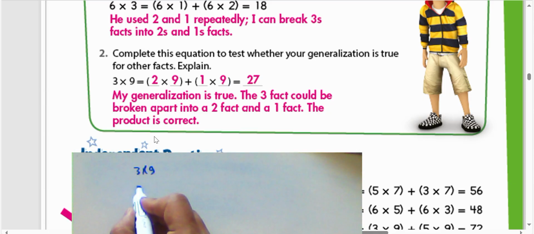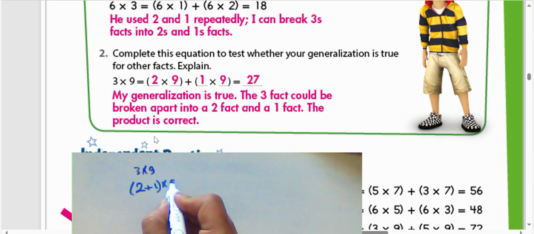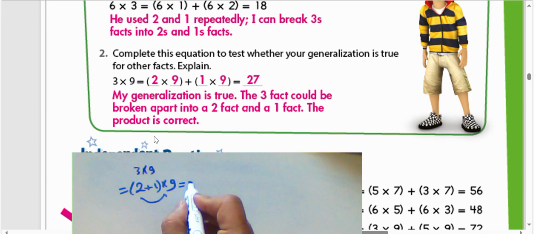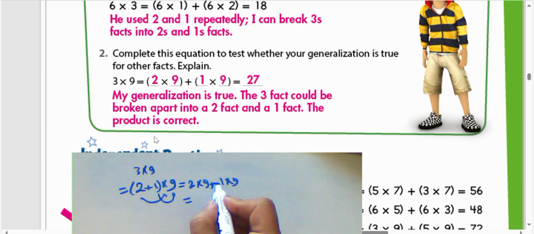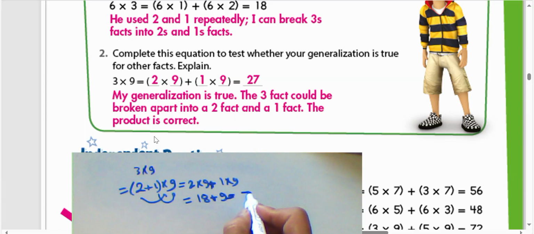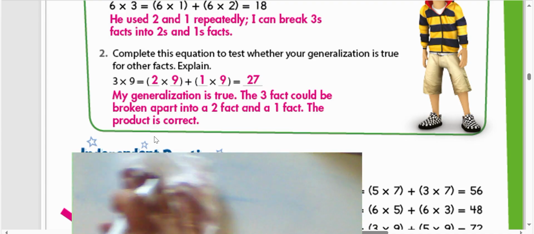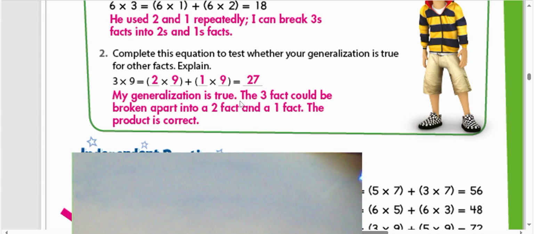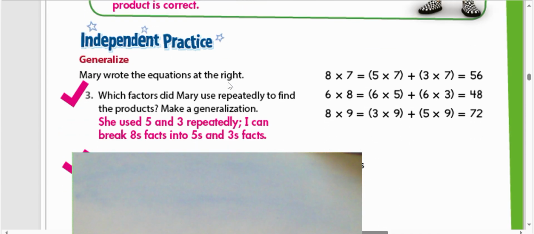We break it down. You know 3 equal 2 plus 1, multiplied by 9. Using distributive properties, write 2 times 9 plus 1 times 9. 2 times 9 equal 18. 1 times 9 equal 9. 8 plus 9, 17. 7 and carry 1. 1 plus 1, 2. The result will be 27. Next question.